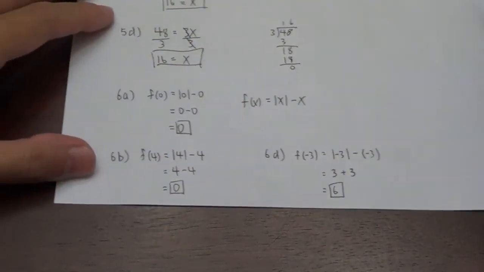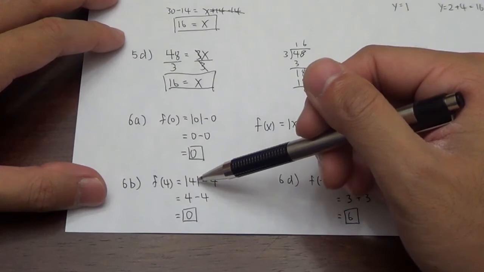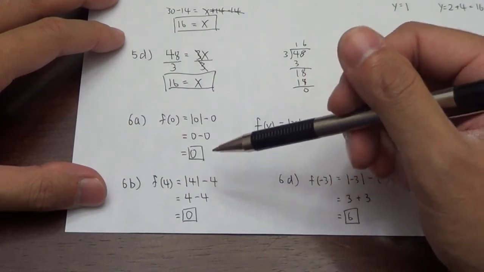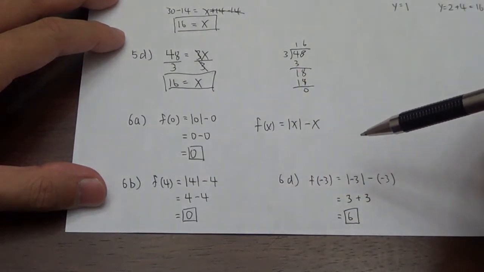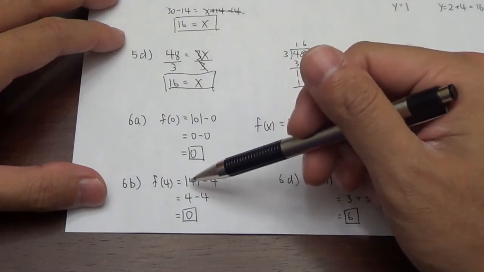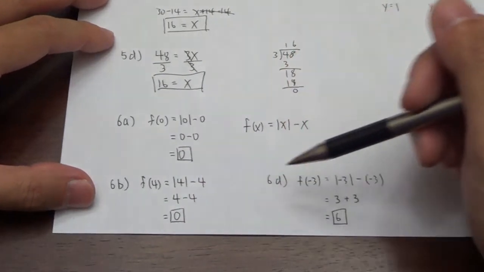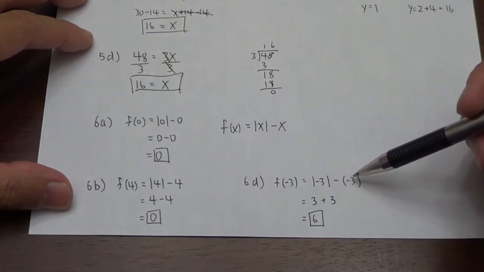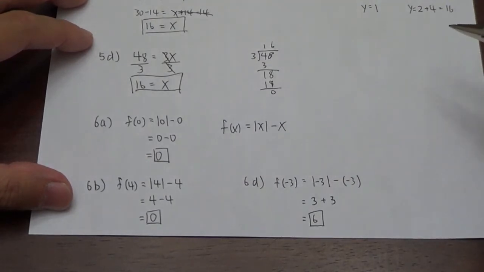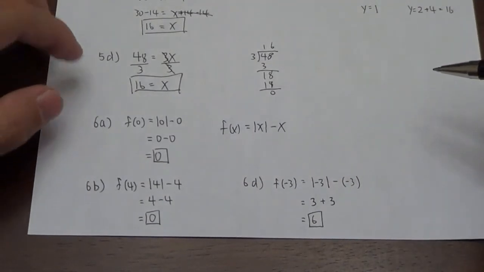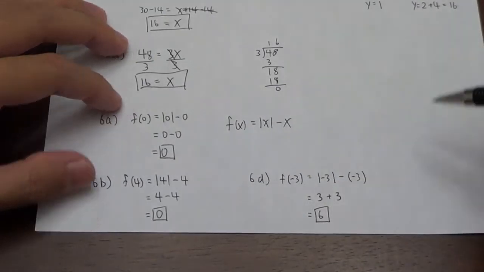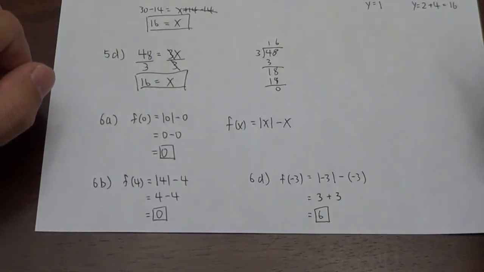So knowing how absolute value behaves, you can pretty much anticipate that for any positive number here, you're going to get a 0. And any negative number, you're going to get double that number. And that's always going to be the case. So if you graph this function, you would get a pretty interesting line.